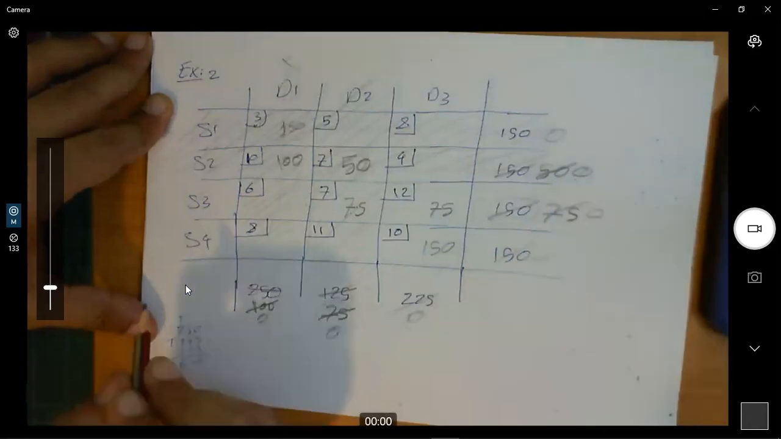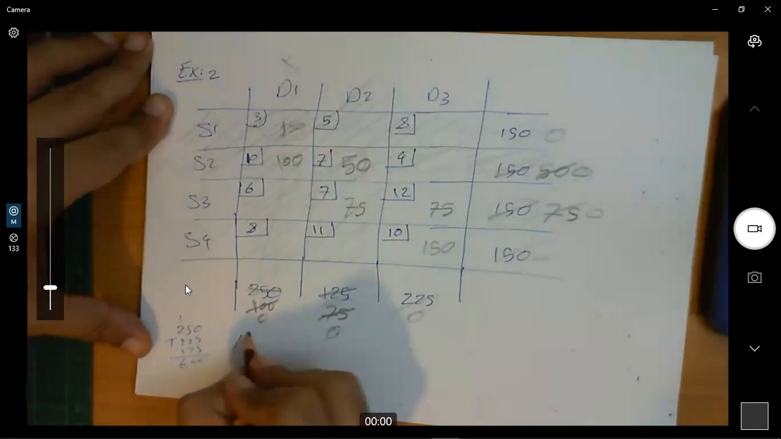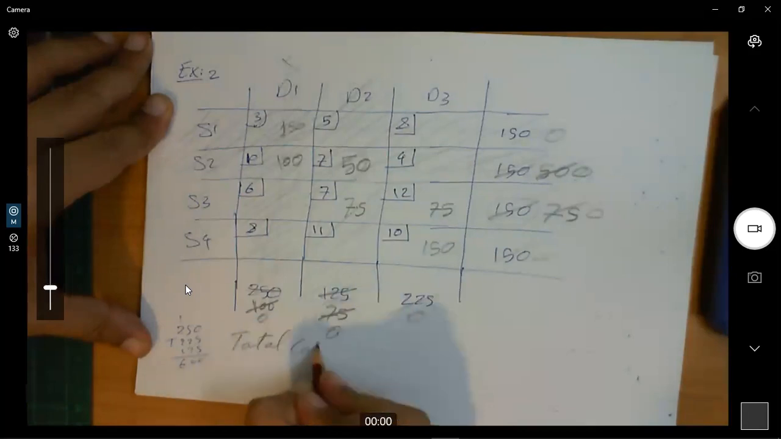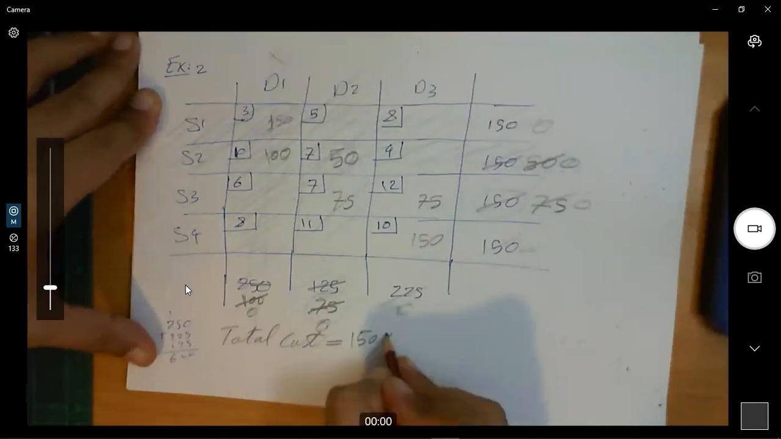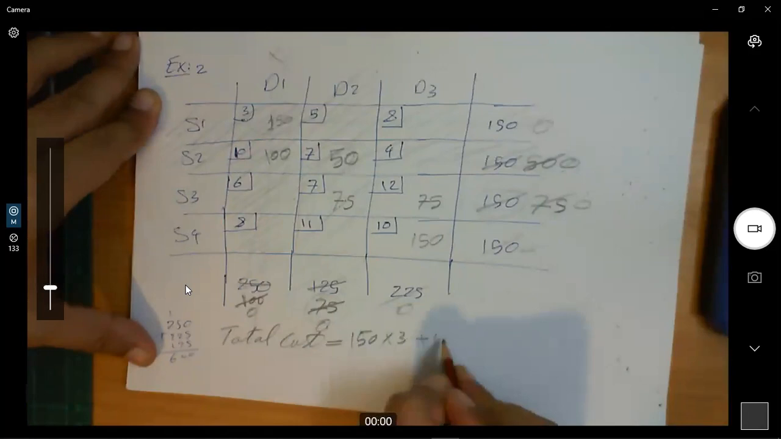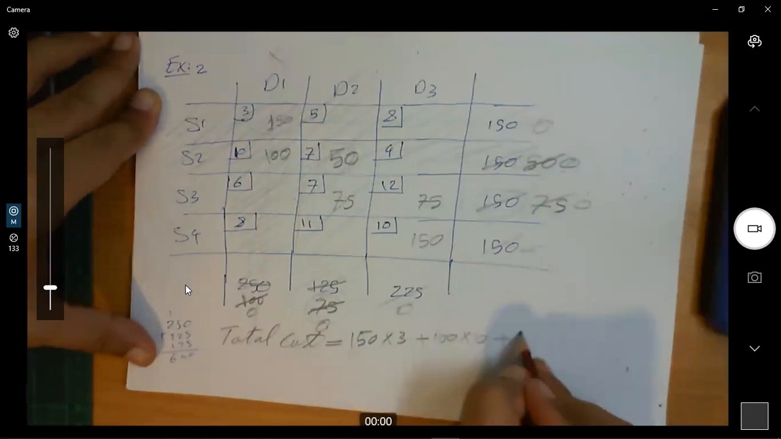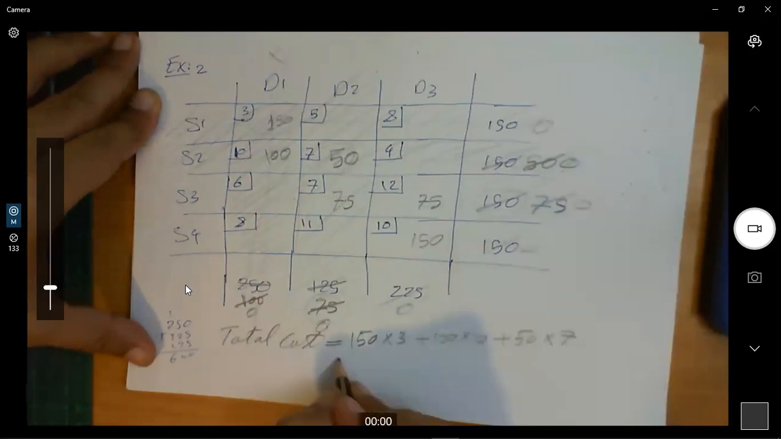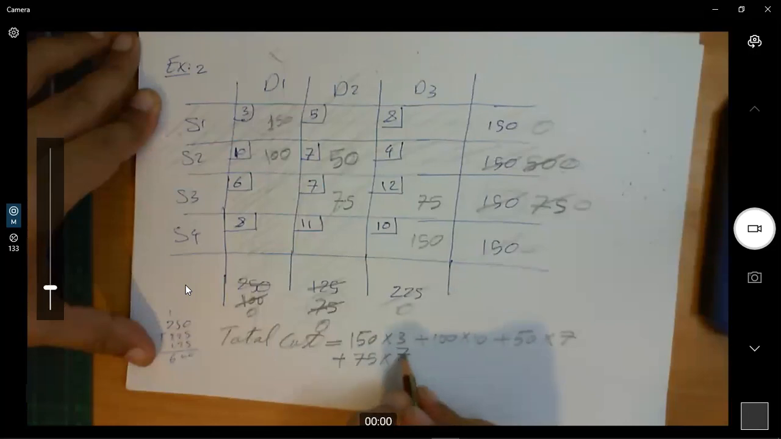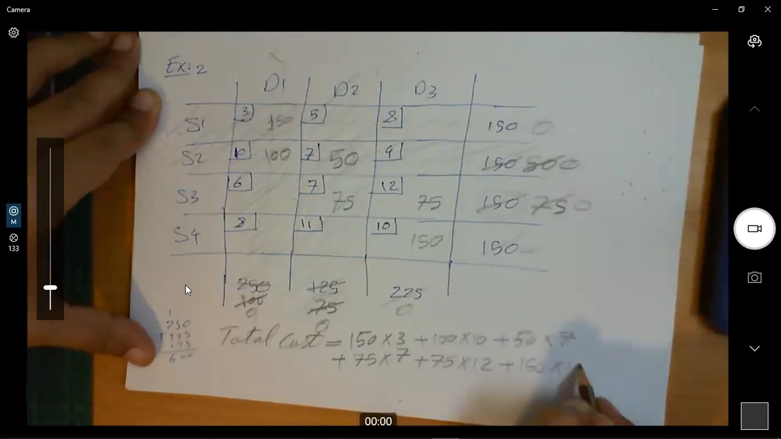Okay, let's calculate the cost. Total cost equals 150 multiply 3 plus 100 multiply 10 plus 50 multiply 7 plus 75 multiply 7 plus 75 multiply 12 plus 150 multiply 10.